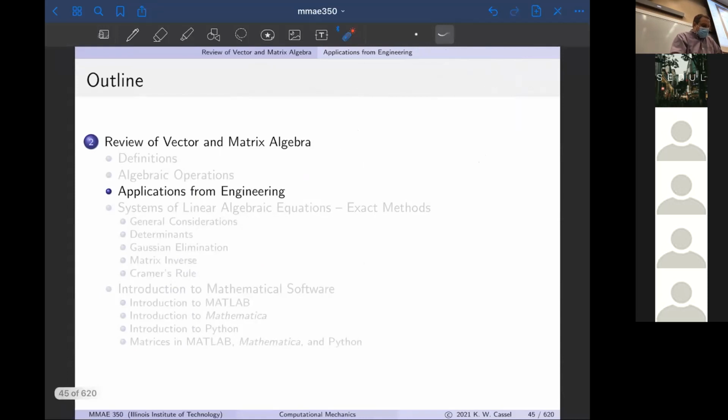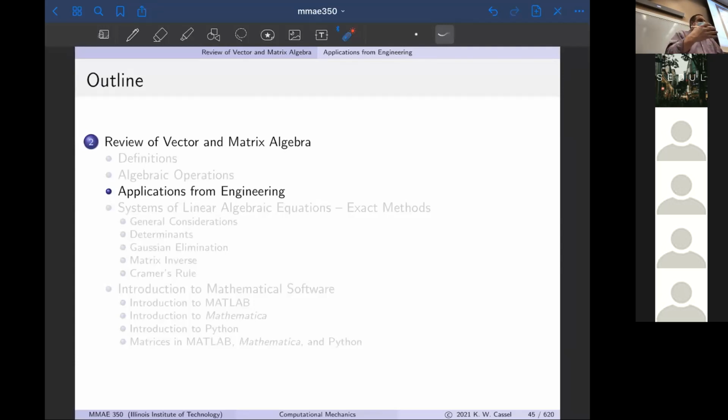All right, let's talk about applications. I've said this before, but I'm going to emphasize it over and over again. The course title is Computational Mechanics. This is not numerical methods. This is not math for the sake of math and computers for the sake of computers. This is computational mechanics. We want to solve real problems of interest to us as engineers. So I'm going to emphasize applications a lot.